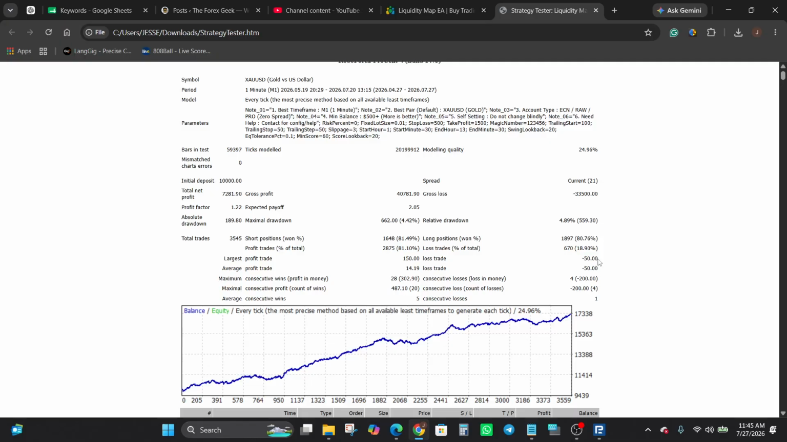A high win rate, a large sample of trades, and contained drawdown. But given the modeling quality here, it sits under 25%. I don't think this particular test is a reliable read on how Liquidity Map actually performs. Low modeling quality means that the underlying tick data couldn't be reconstructed with much precision, and that matters enormously for an M1 scalping strategy where exact entry and exit timing is everything.